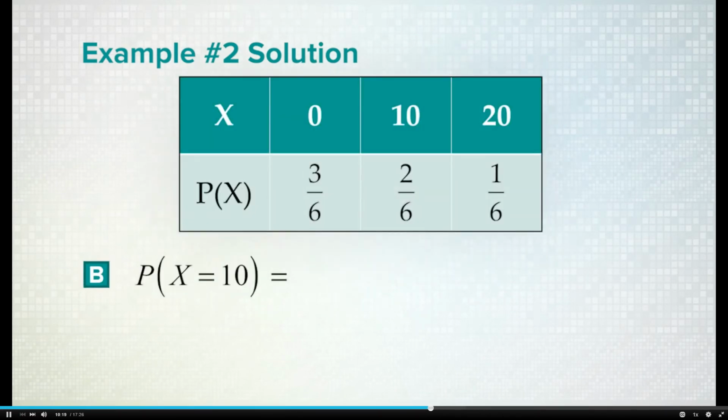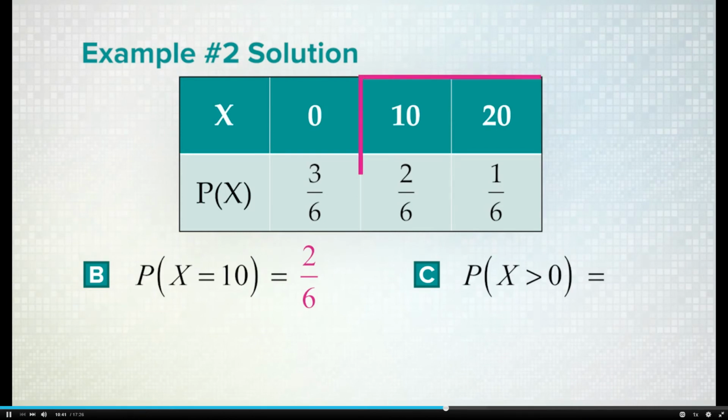Now to complete part B, we need to just find the probability that x equals 10. Using this distribution, the answer is very easy to see. Just looking at the chart, you can see that it's 2/6. Part C says, find the probability that x is greater than 0. That does not include 0, so I want the 10 or the 20. Together, that would be 2/6 plus 1/6, which is 3/6.